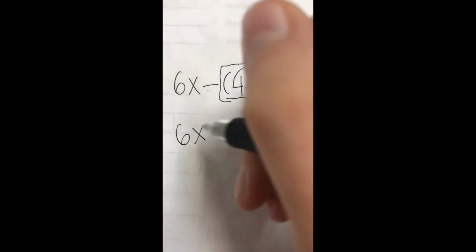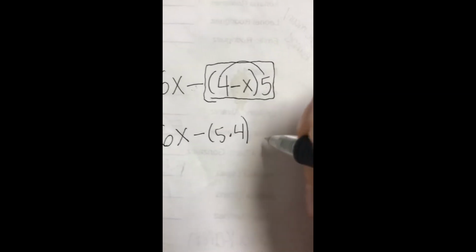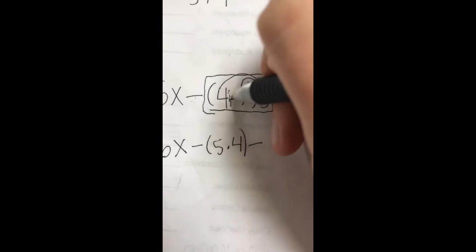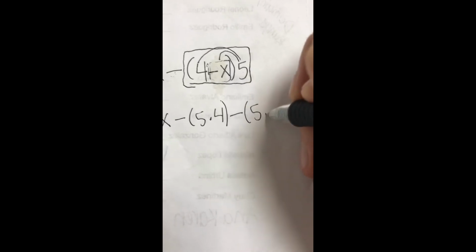So first, I'm going to use the distributive property. So even though the 5 is on this side, it's still on the outside of the parentheses, and I still multiply it by everything inside. So outside times inside, so I'm doing minus 5 times 4, and then minus again because I'm subtracting all of this, then outside times inside, and here I have minus x. So I have 5 times minus x.